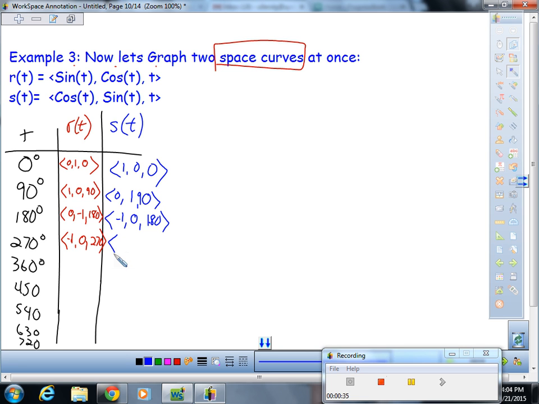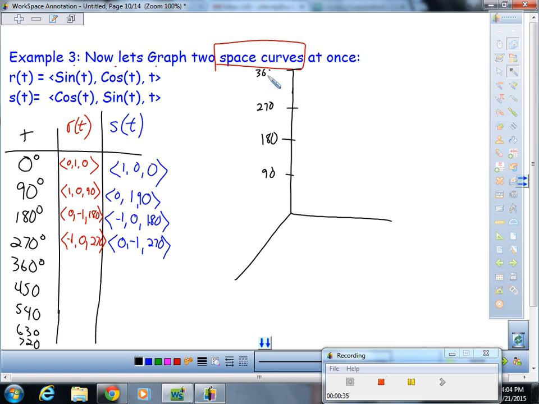And then cosine of 270 is 0, sine is -1. Okay, alright, so check this out. Remember, when we graph space curves, we're only graphing the endpoint. Our z-axis has to go up by 90s. I mean, it doesn't have to, but that makes it nice. All we need on the bottom is enough room for the unit circle.